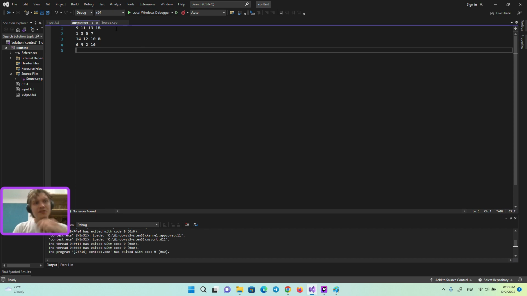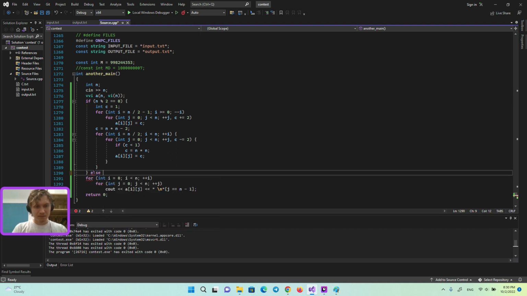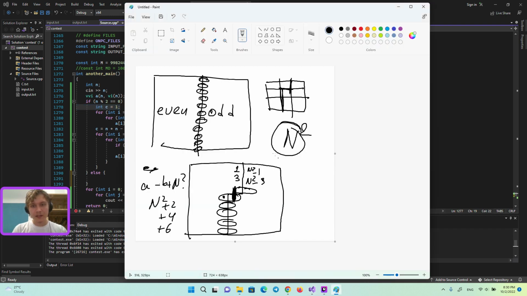Yeah, that's great. And the only case is the odd case. So basically we do the same thing, but we have this strange change. So it should be like this. So this is odd, this is even.